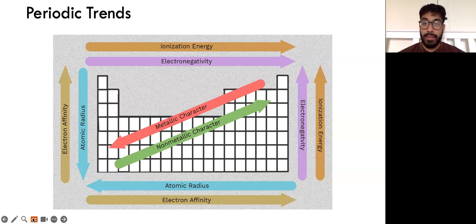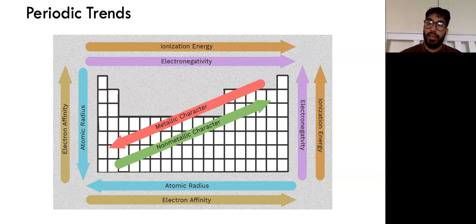And then metallic character, non-metallic character, we'll talk about what that means in a bit. But yeah, it increases diagonally. And you should know the different parts of the periodic table as well. Noble gases, the halogens are right here, the transition metals, alkaline earth metals, and alkali metals.